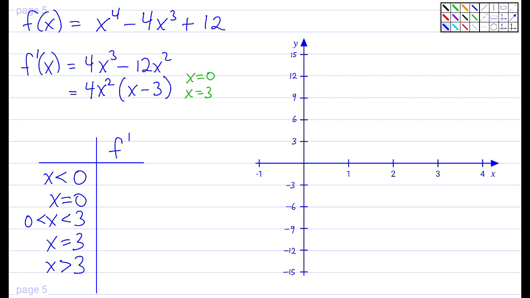That's it. Hopefully you got that yourself. What else do we know? We know that the derivative is 0 at these 2 points. And to get what's going on here, just plug in easy numbers.